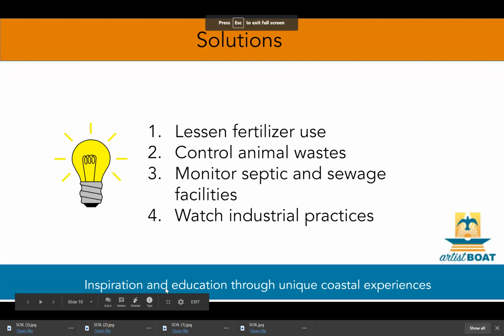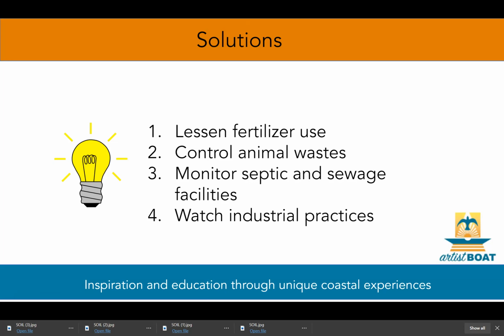So some different solutions. So the key to minimizing the Gulf dead zone is to address it at the source. We can use fewer fertilizers and adjust the timing of fertilizer applications to limit runoff of excess nutrients from farmlands. We can control animal waste so they're not allowed to enter into waterways. We can monitor septic systems and sewage treatment facilities to reduce discharge of nutrients to surface water and groundwater. And we can be careful of industrial practices, such as limiting the discharge of nutrients, organic matter, and chemicals from manufacturing facilities.